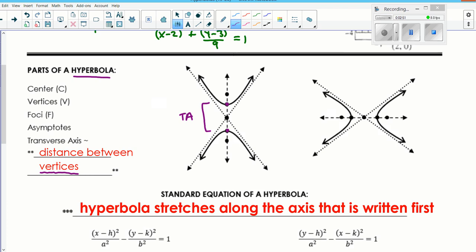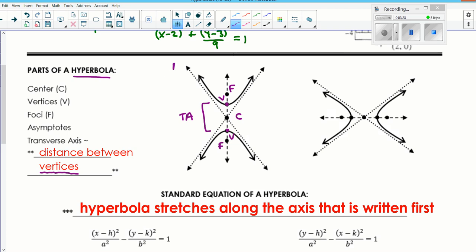So they'll either both go left and right or both go up and down, but you'll never have one that goes up and right or up and left. Okay, they either both have to go along the y-axis or both along the x-axis. Okay, the center is this point right here. It's the place between the vertices. The vertices would be this and this, so the vertices are the vertices of the parabola. The foci is this point right here. Notice that just like a parabola, it's inside the parabola. There happens to be two of them since there's two parabolas.